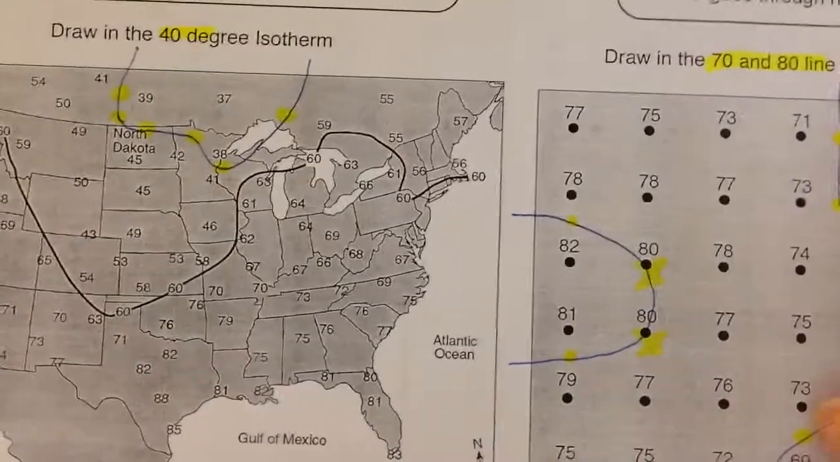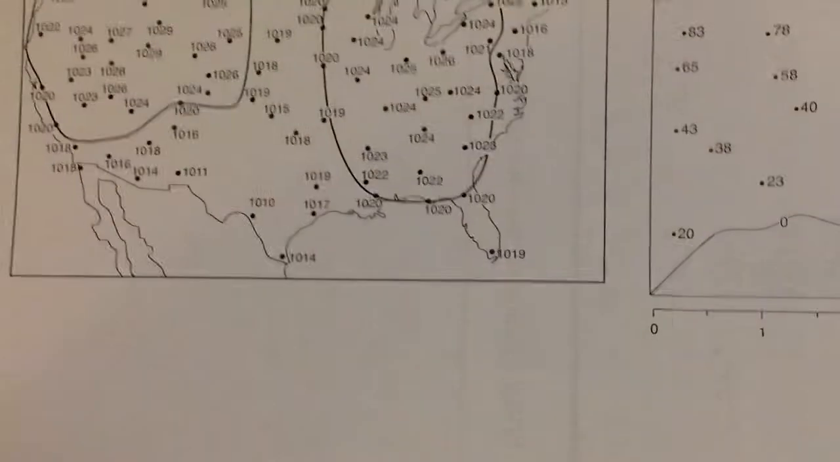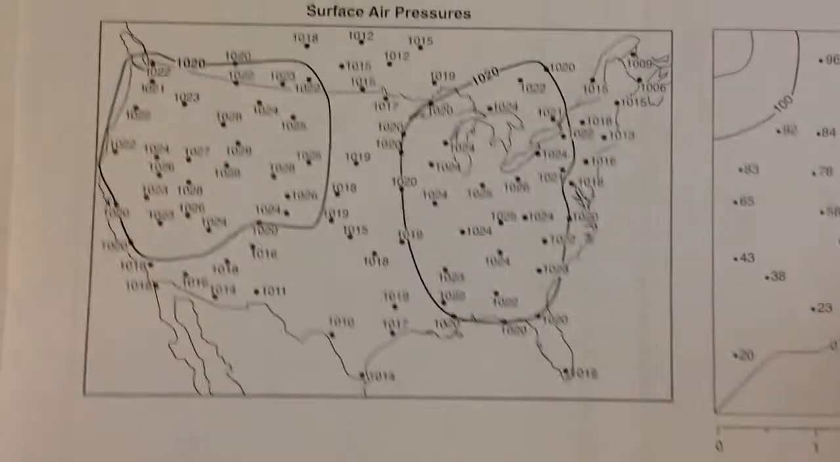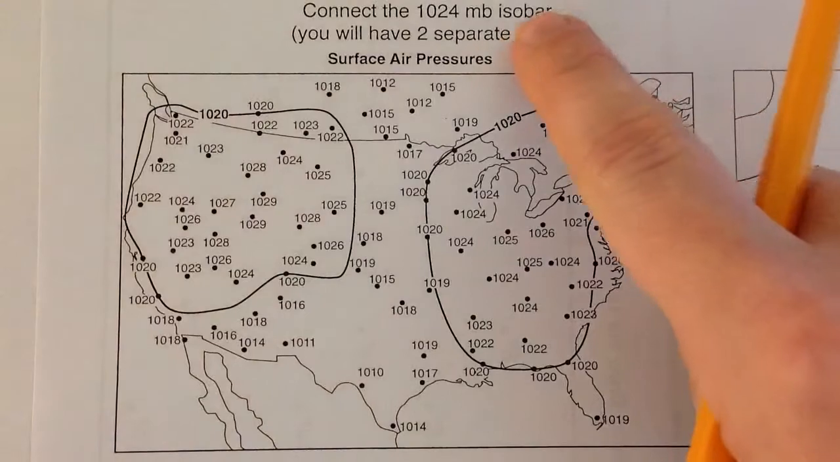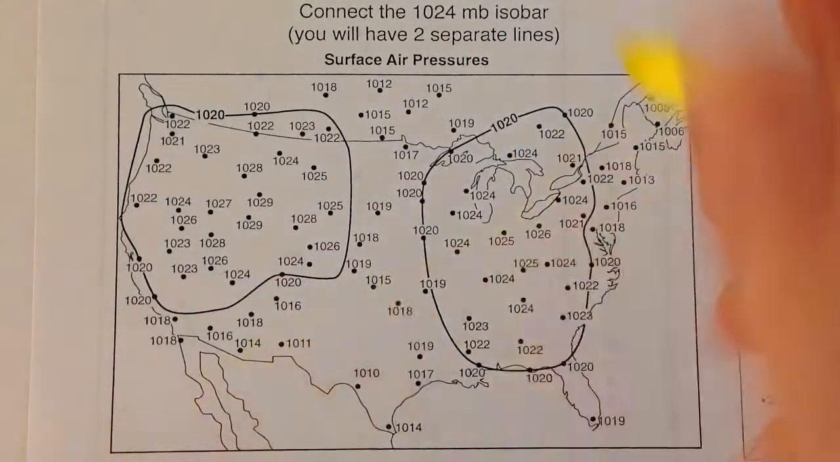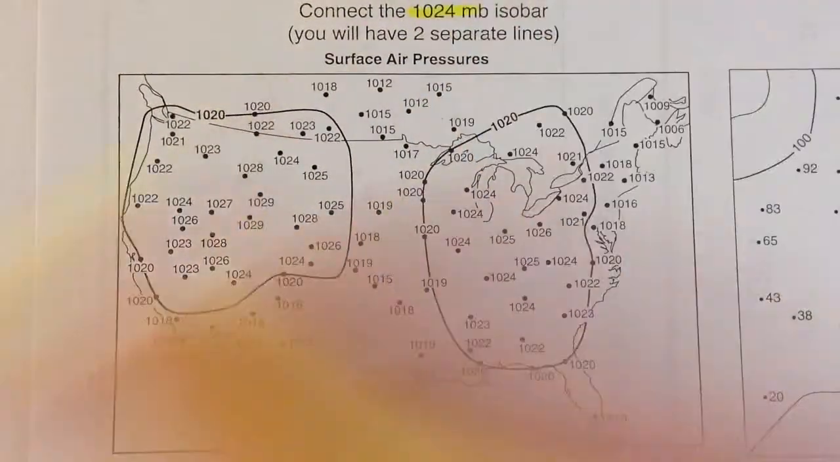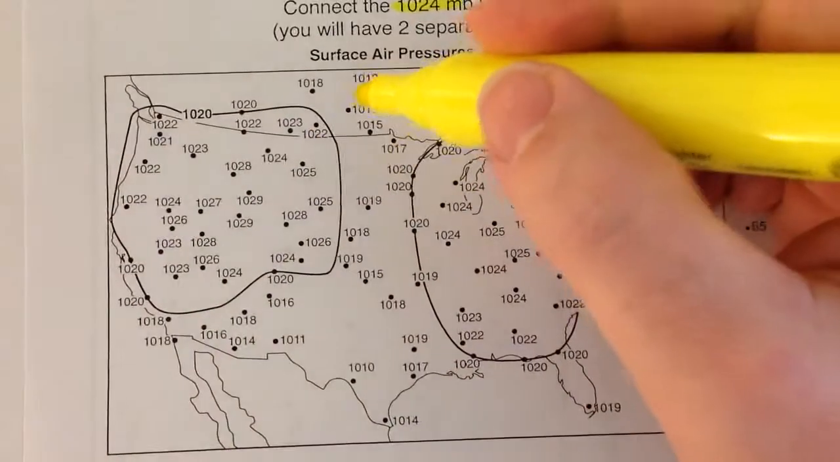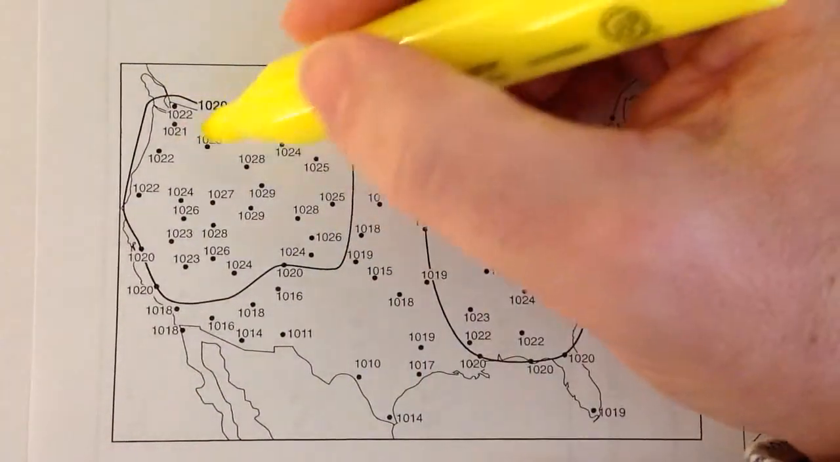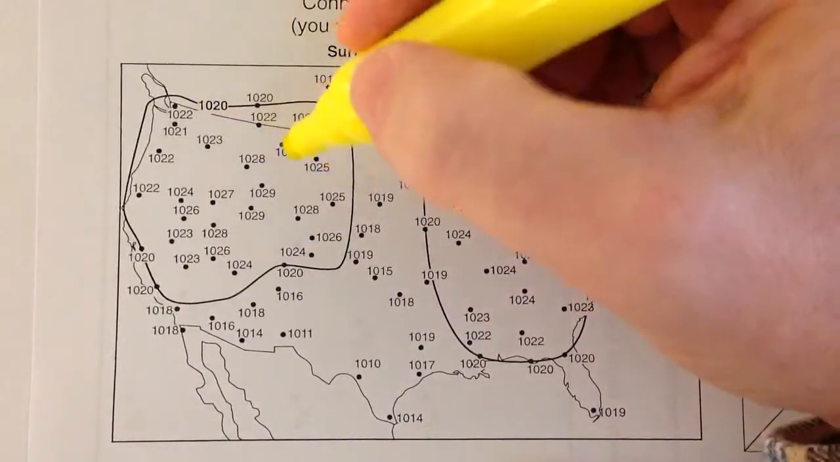What I also want to do now is show you just a couple more examples of some fields. I want to do a pressure field, and that pressure field is what we call isobars. In this case, I'm only going to connect the 1024 isobar. So I'm just going to take my marker again, and I'm going to try to map it out the best I can.